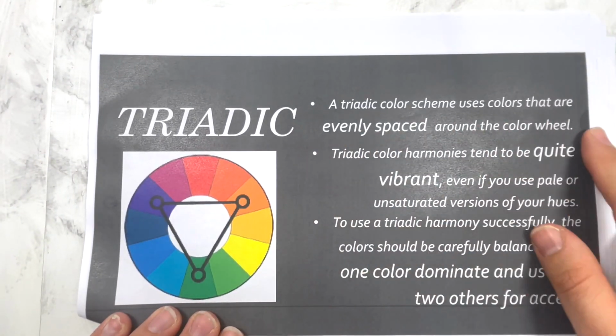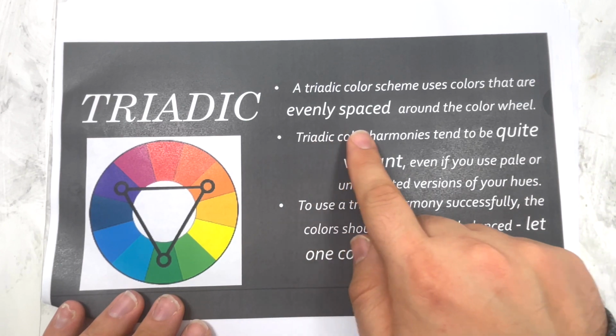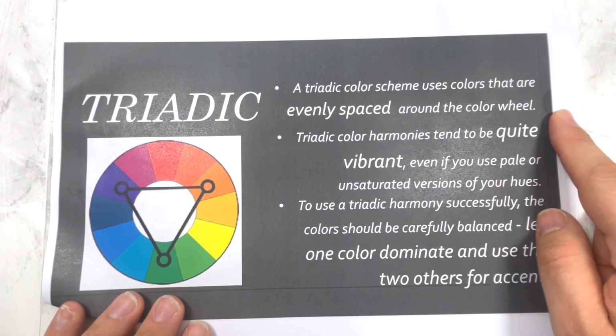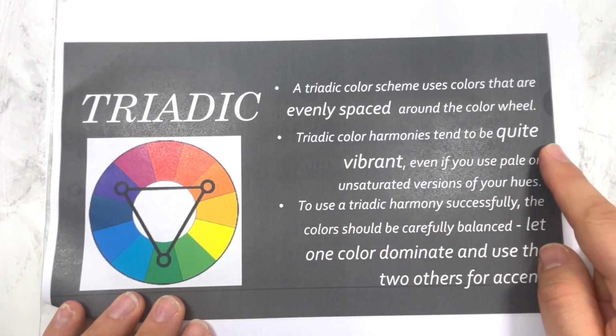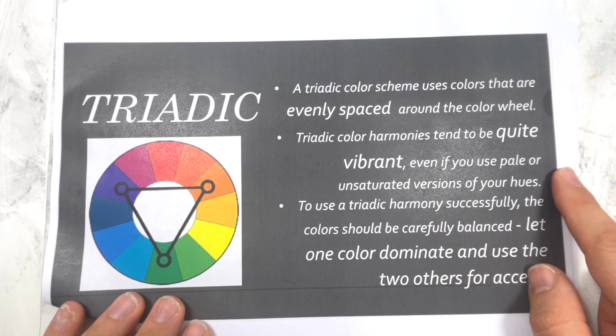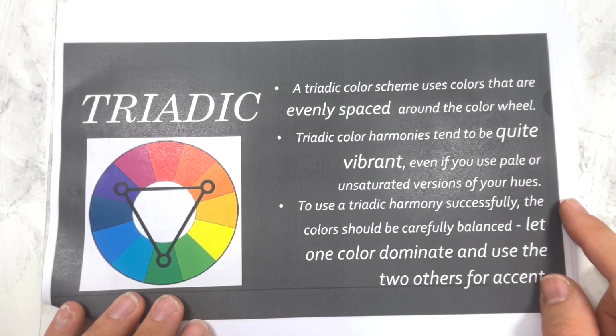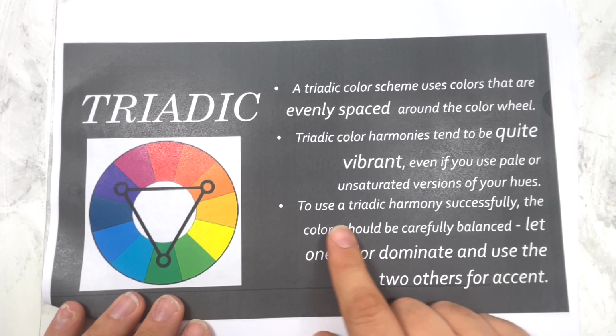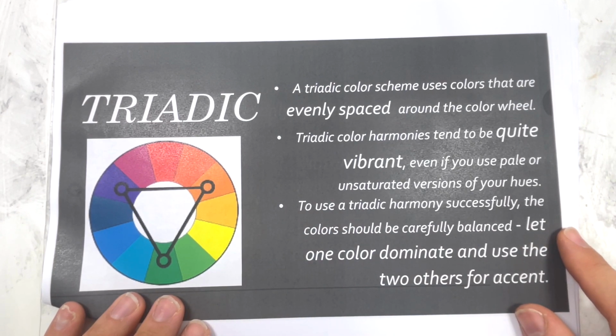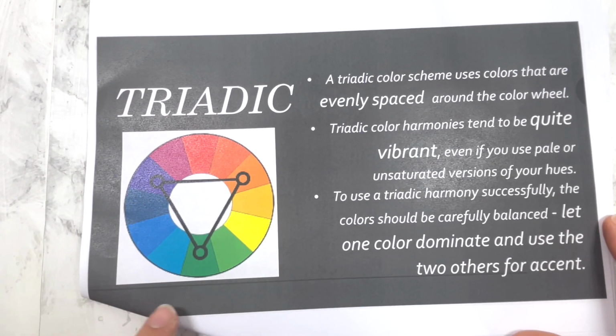Triadic. A triadic color scheme uses colors that are evenly spaced around the color wheel. So these color harmonies tend to be unique and vibrant, even if you use pale and unsaturated versions of your hues. To use the triadic harmony successfully, the colors should be carefully balanced. Let one color dominate and use the other two for accent.